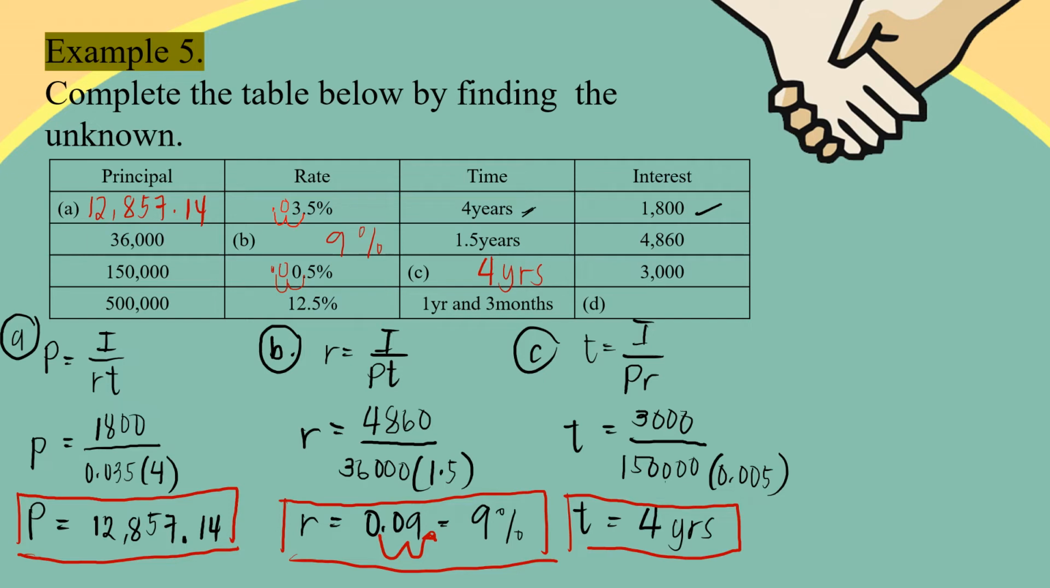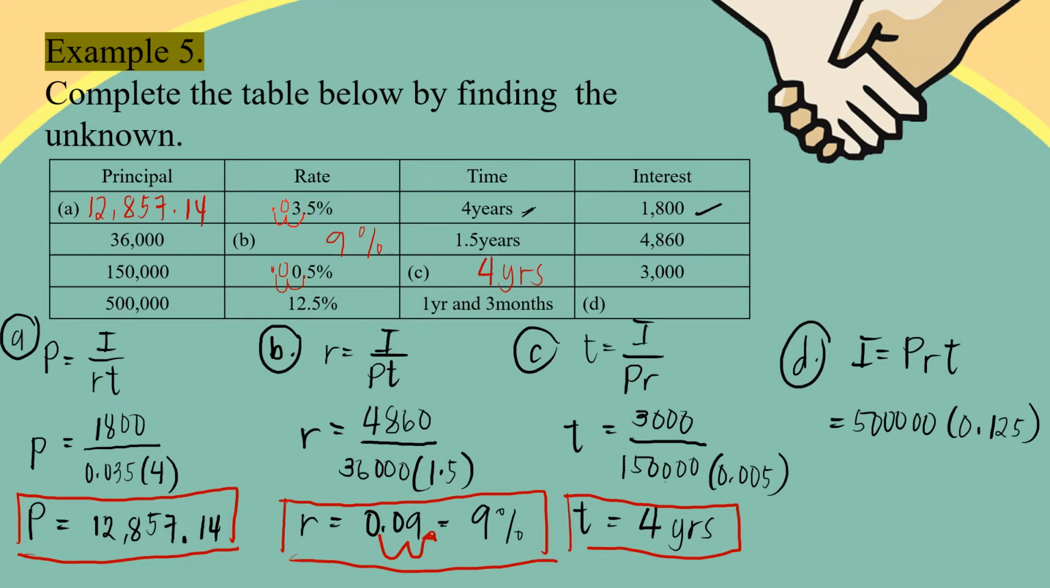Okay, so last, ang hinahanap dito ay yung interest. So, ang formula for the interest, principal times rate times time. Multiply lang lahat. Okay, so ang given principal ay 500,000. Okay, so 500,000 times rate. Ang rate natin ay 12.5% or move ulit tayo ng dalawa sa left. Magiging 0.125.